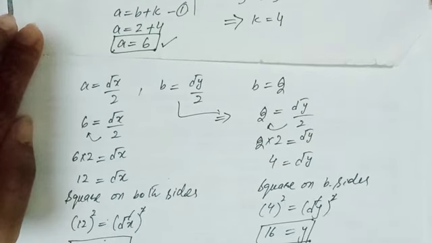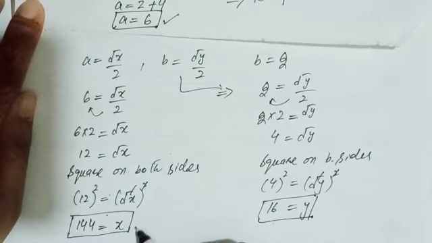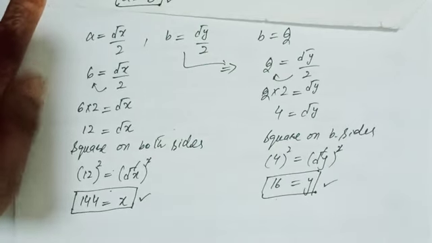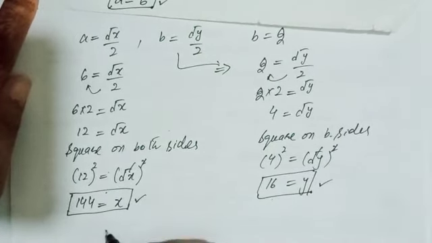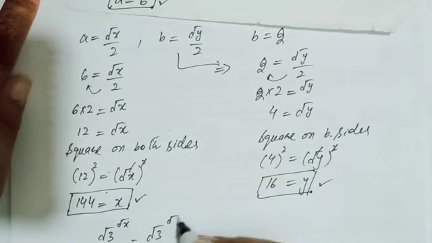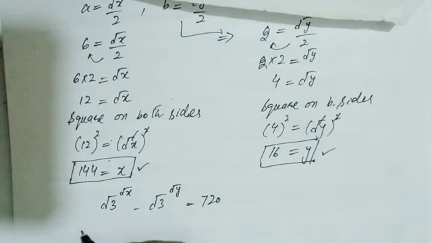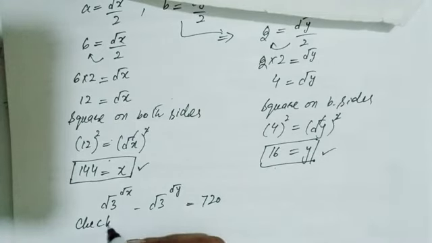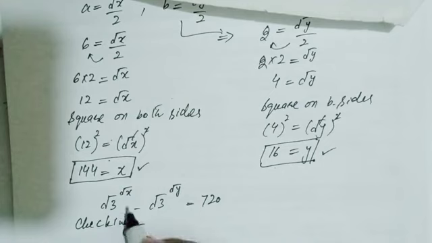So what was our question? We have found the two values, x is equal to 144 and y is equal to 16. What was our main equation? The main equation was square root 3 to the square root x minus square root 3 to the square root y, which is equal to 720. Now we are going to check our values, for x is equal to 144 and y is equal to 16.